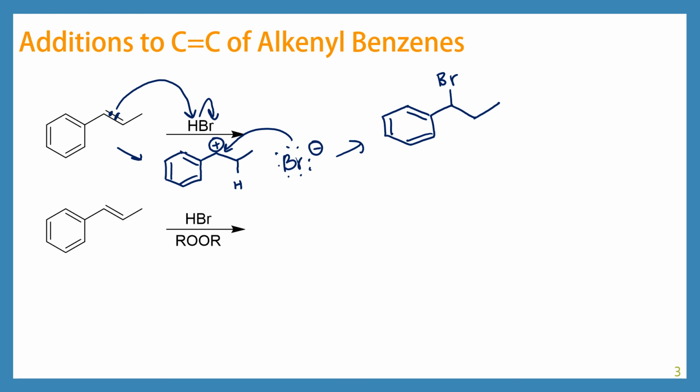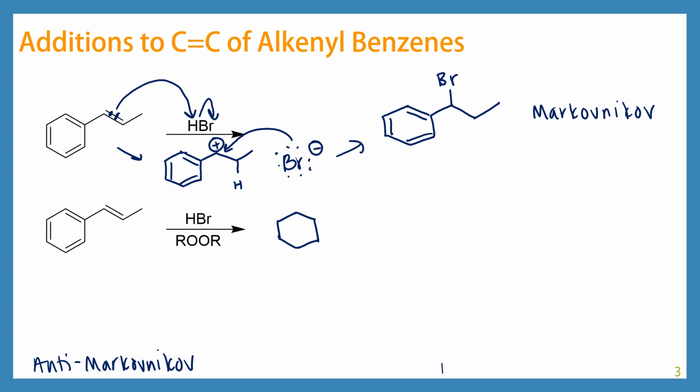In the second example, we have HBr, but we also have peroxides, so this is indicating an anti-Markovnikov reaction. Hopefully you recall that the anti-Markovnikov product is going to go through the more stable radical, and this is going to give us, in a normal anti-Markovnikov situation, the less substituted bromine, but in this case, it's just not going to be in the benzylic position, it's going to be in the neighboring position.